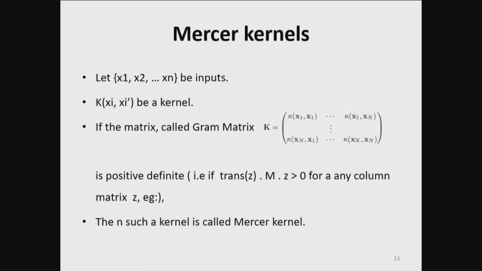Are you getting it? Therefore, a kernel K is said to be a Mercer kernel if the gram matrix obtained by taking all kernel values of any two pairs of elements in the input set is positive definite. Such a kernel is said to be a Mercer kernel. Is that clear?